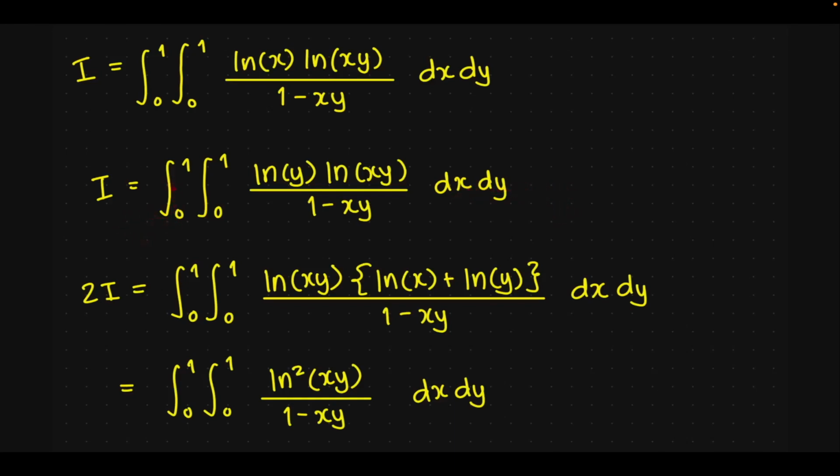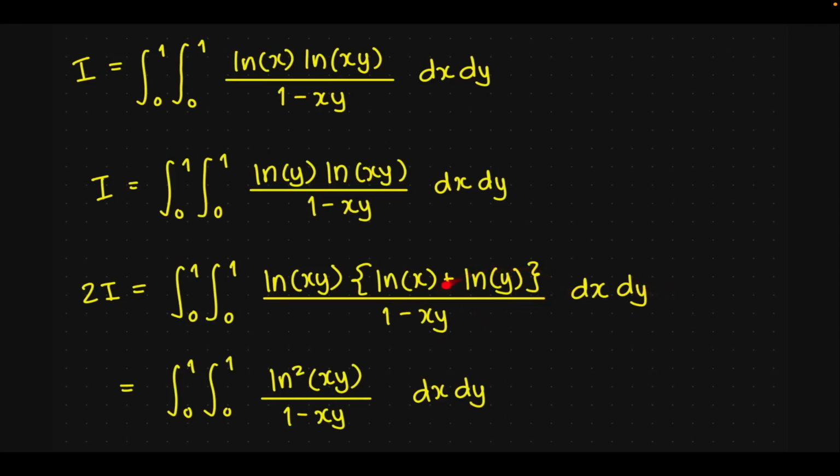So we have the integral 0 to 1, 0 to 1, of ln y times ln xy over 1 minus xy dx dy. So we have line 1 and line 2, which are equal to the same thing, I. We can add both of them. The advantage of doing that is we have 2I equals the integral 0 to 1, 0 to 1, of ln xy from before, the common factor, and we have ln x plus ln y over 1 minus xy dx dy.